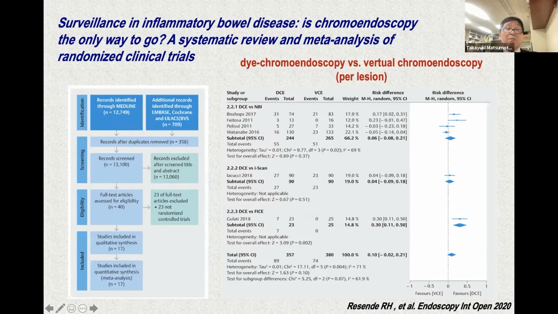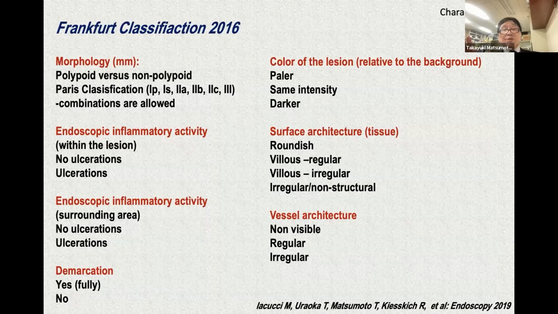And I would like to introduce two consensus meetings regarding the characterization of dysplastic lesions by way of colonoscopy. This is the Frankfurt classification 2016, published in 2019. In this consensus meeting, we compared endoscopic findings between dysplastic lesions and non-dysplastic lesions in detail. The items included as the endoscopic findings were morphology, endoscopic inflammatory activity within or outside the area, the demarcation of the lesion, color and surface architecture, and vessel architecture.